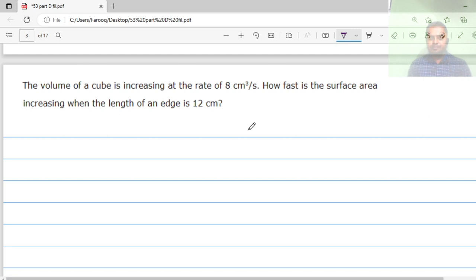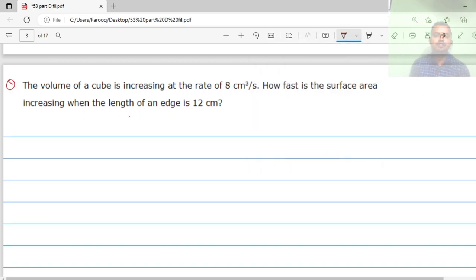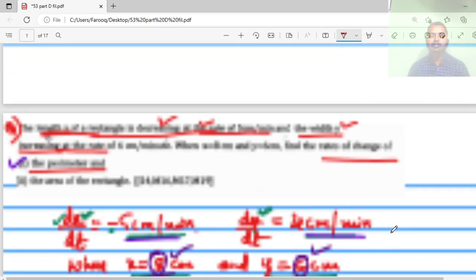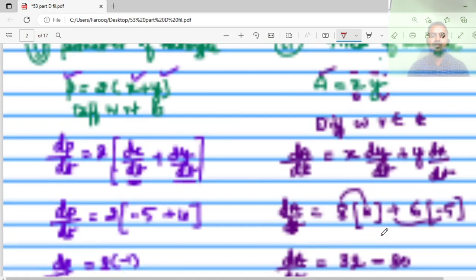Next one: the volume of a cube is increasing at 8 centimeter cube per second. How fast is the surface area increasing, when the length of an edge is 12 centimeter? These are very important problems. See the question. The last problem we solved has been asked in June 2014, March 16, March 17, March 19. This question has been asked, like the last problem we did.